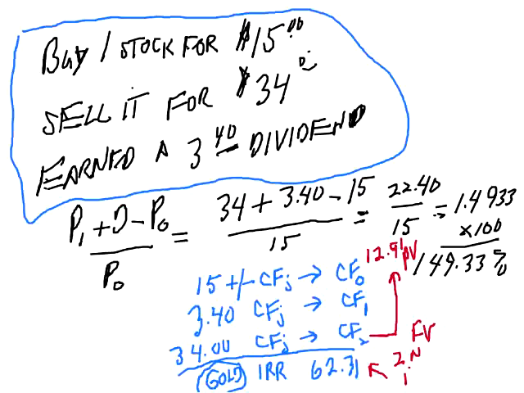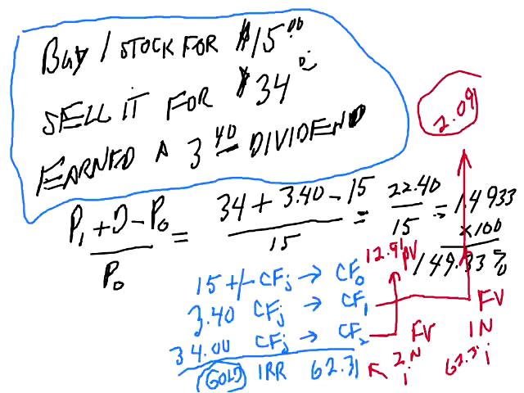If I took this $3.40 as a future value, my period of time is 1N because that was at the end of the first year, and my I is 62.31. The PV of that number is $2.09. Add the $2.09 plus the $12.91, and you're going to get your $15.